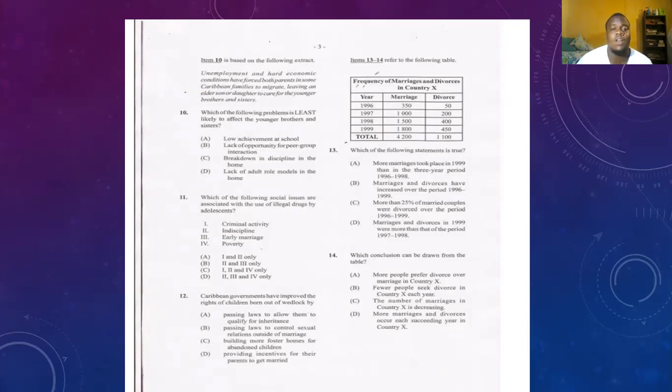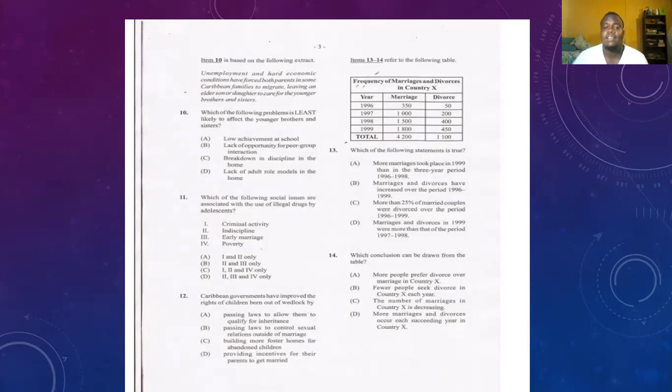Number 11, which of the following social issues are associated with the use of illegal drugs? So if illegal drugs are being used by adolescents, which of the following social issues are associated? So you need a combination of 2 or 3, right? Now, is it criminal activity? 1, 2 says indiscipline, 3 says early marriage, and 4 says poverty. So we eliminate early marriage, and we can eliminate poverty too, right? The issues are as a result of the use. So it is 1 and 2 only, criminal activity and indiscipline. So the answer for number 11 is A.